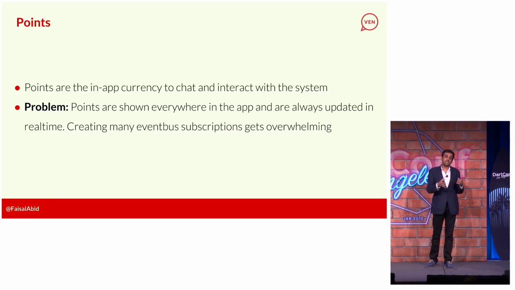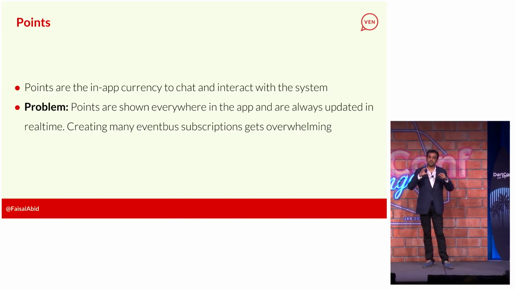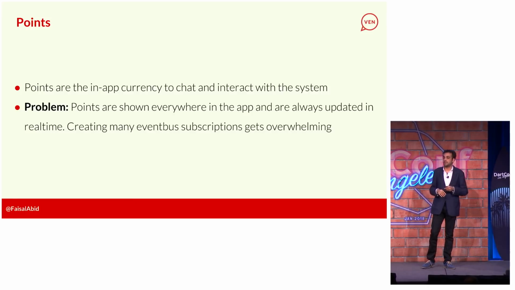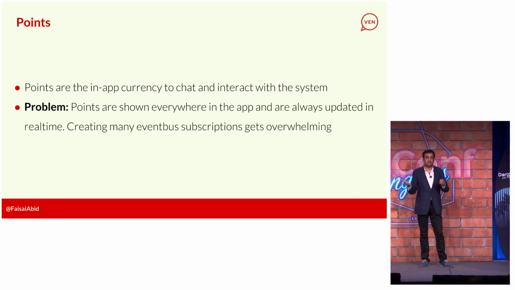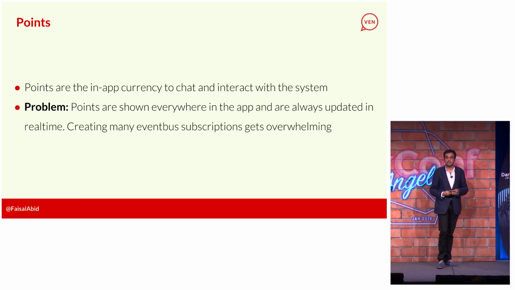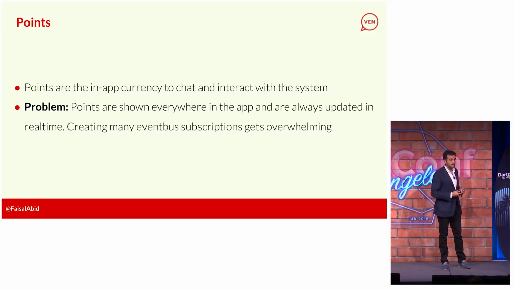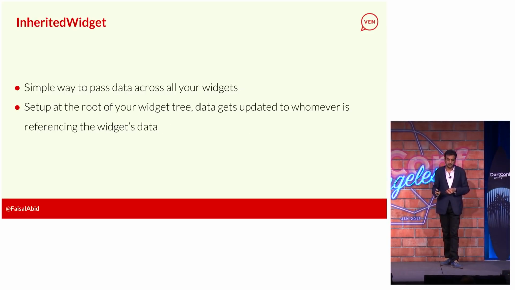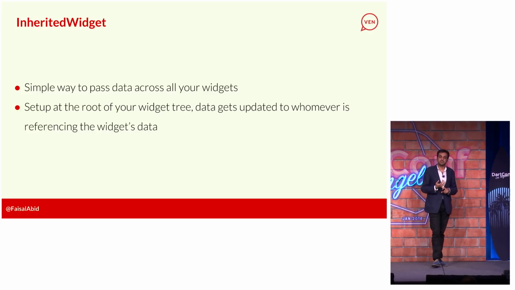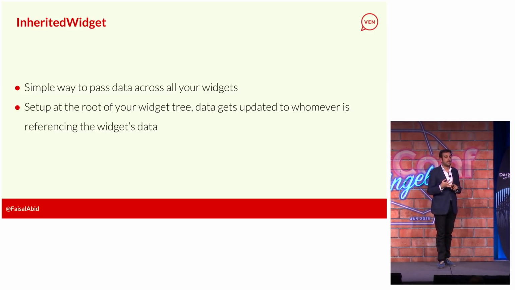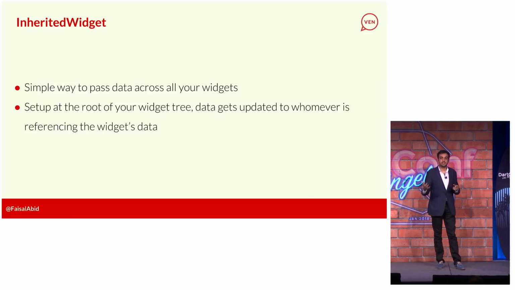My initial pattern there was to build a simple event bus. On every widget, every page, I have an event bus that's listening to the points. And then when you go off the page, I close the event bus, and I listen to it again on the next page. It seemed too messy. There had to be an easier way. And so I started digging through the documentation, and I found this great thing called InheritedWidget. InheritedWidget is a simple way to pass a piece of data across all your widgets without having to set up a bunch of event listeners, without having to call setState whenever data is updated.